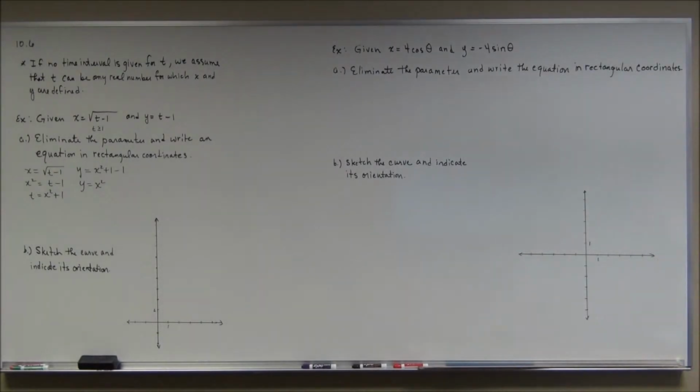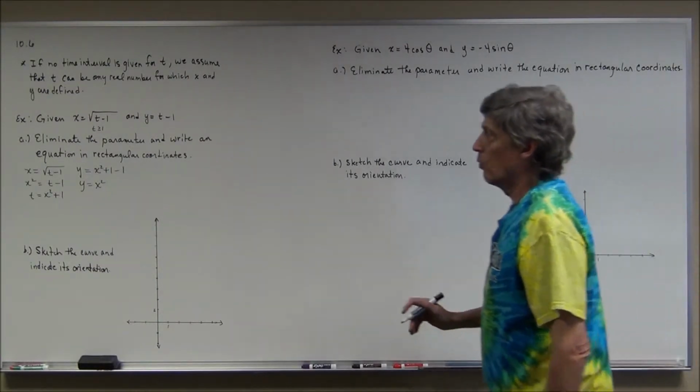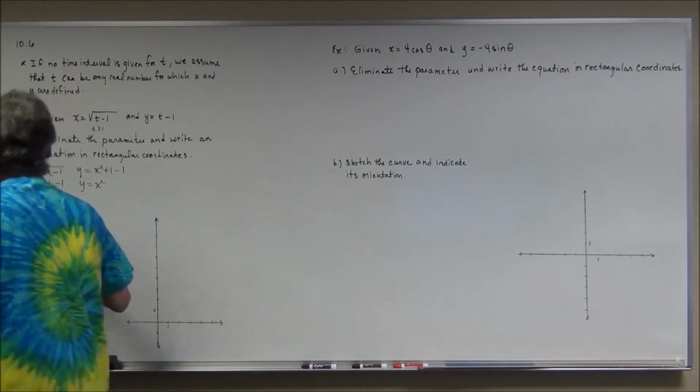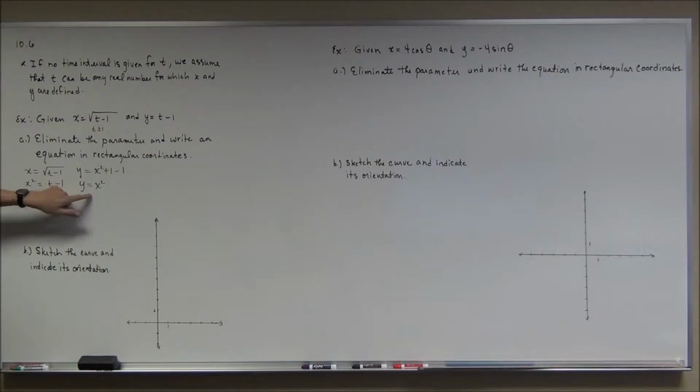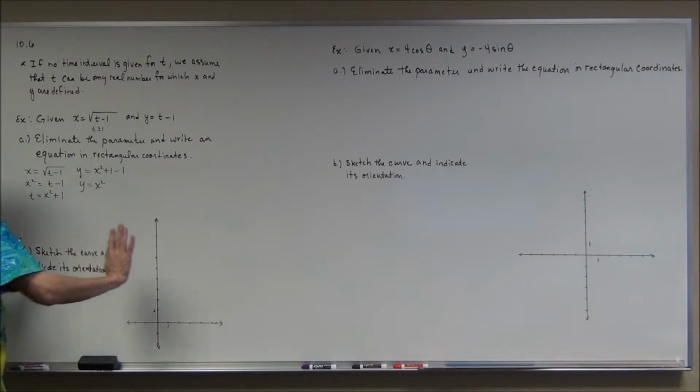Anyway, that would give me the equation of what appears to be a parabola. But remember, we have a restriction. t has to be greater than or equal to 1. And that restriction affects x, because that would mean that x would have to be positive. And if x is positive, we don't have an entire parabola that opens upward with vertex at 0, 0. But instead, we would have only the part of the graph in the first quadrant, where x is positive.